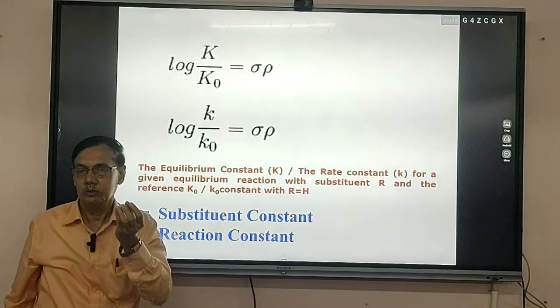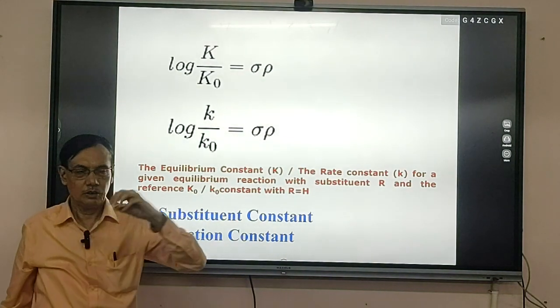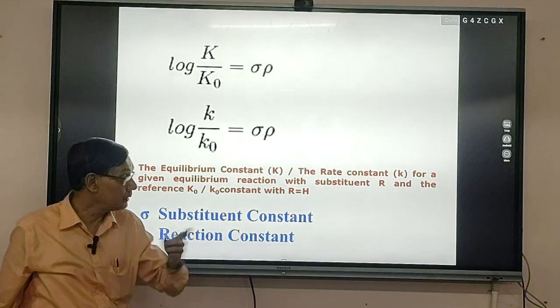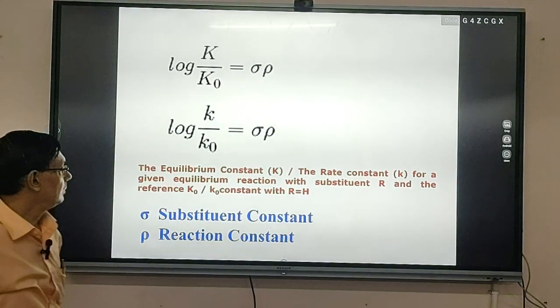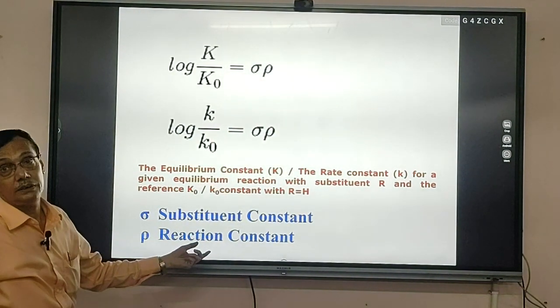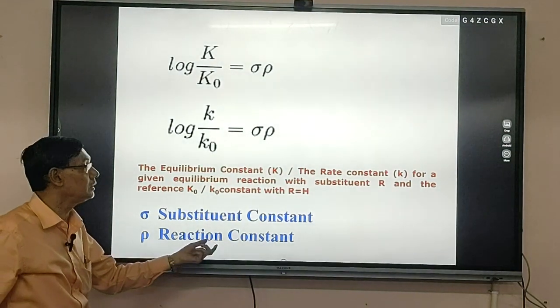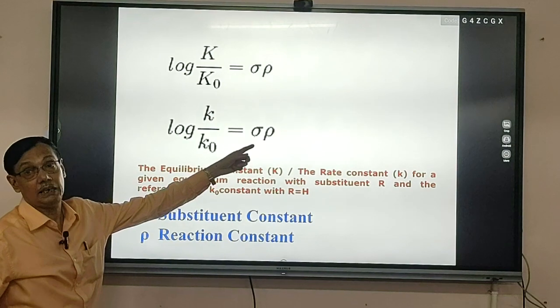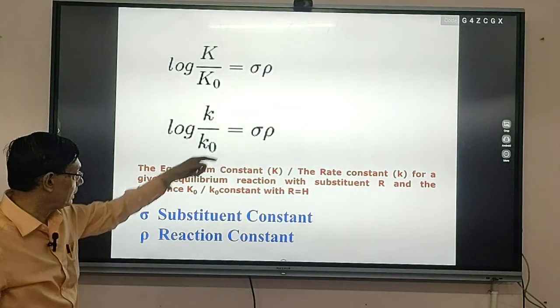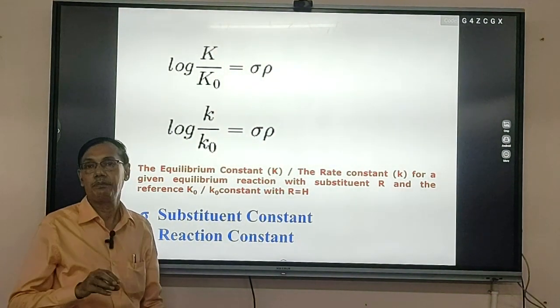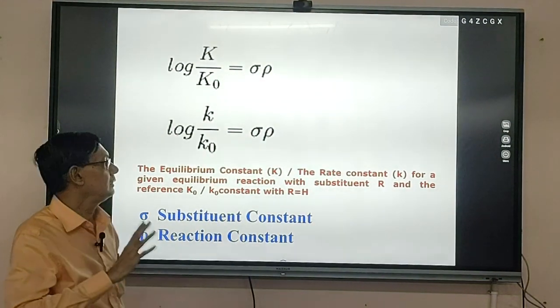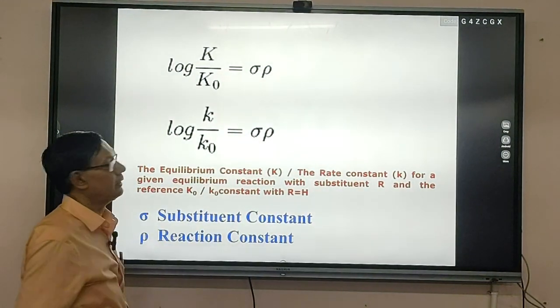For para-nitro, there is a value. For para-methyl, meta-methyl, a different value. But this is the reaction constant. Sometimes it is called the sensitivity of the reaction, or it depends upon the type of the reaction. So on the basis of this reaction constant, you can throw some light.